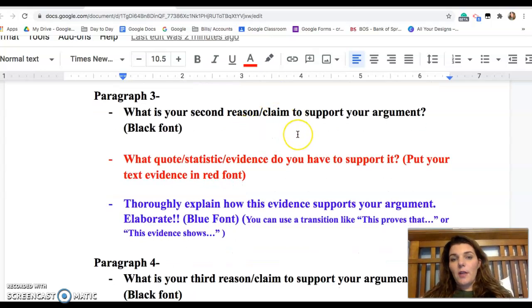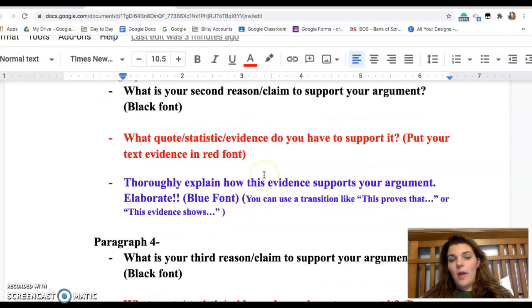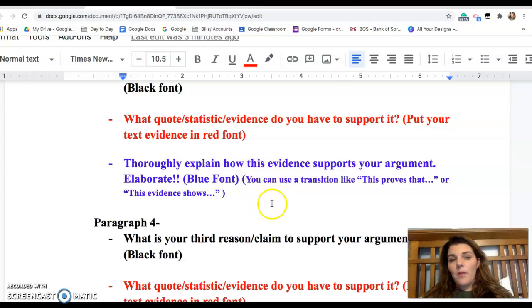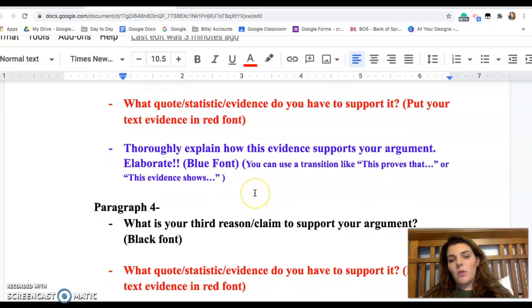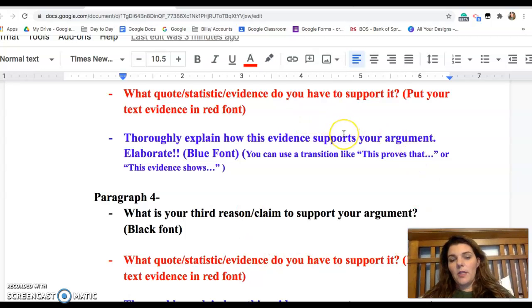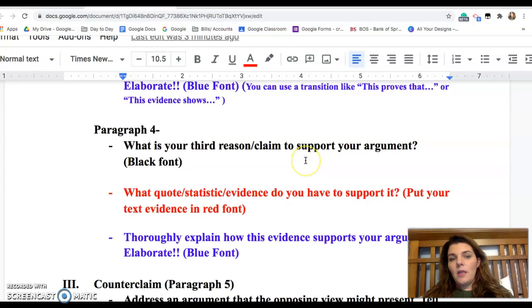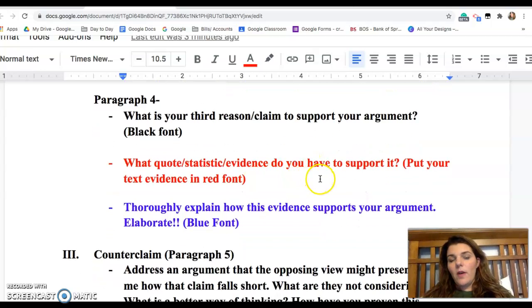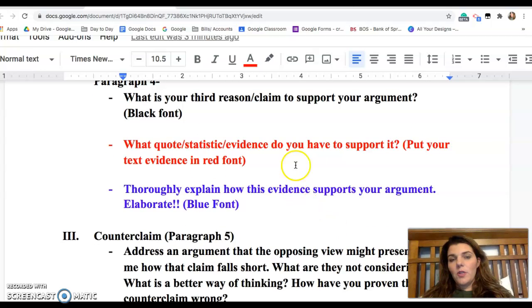Then you'd move into your second reason, which would be the second claim that you have in your thesis statement. In black, tell me your reasoning, why you think that, for or against, why this reason supports it. You're going to give your text quote in red, and then you're going to give your elaboration in blue. You can use transitions like this proves that, or this evidence shows. Those are always good transitions into elaboration where you really connect it back to your thesis statement. Here's your third reason: black font, text quote in red font, elaboration in blue font, and use transitions.